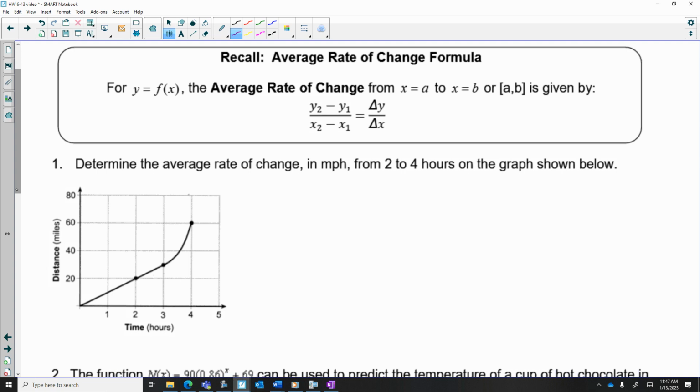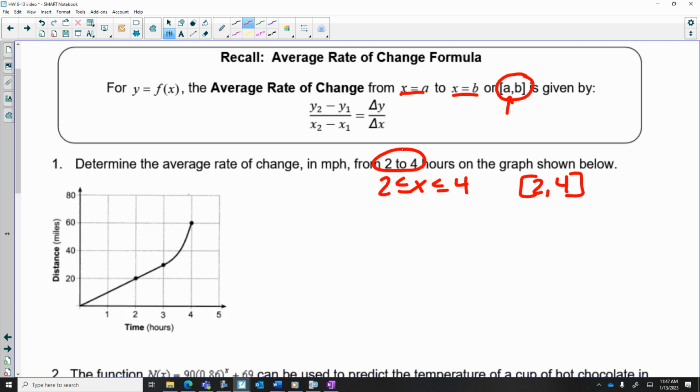So it depends on which interval we're looking at, and the interval can either be written as from A to B. It can also be written with brackets, or it could be written as an interval like a sandwich like this, 2 less than or equal to x less than or equal to 4, or like this, 2 to 4. But basically it means from x equals 2 to x equals 4, okay?